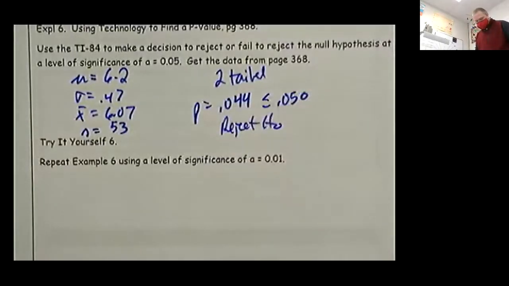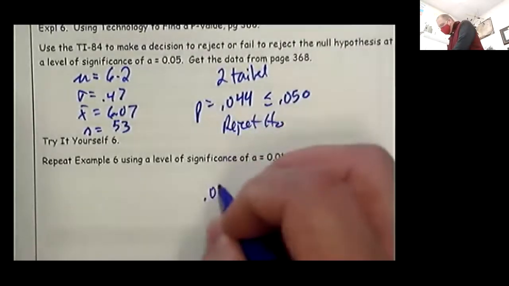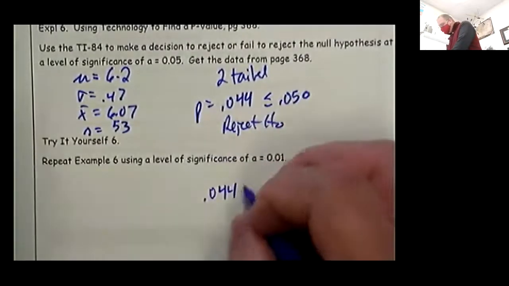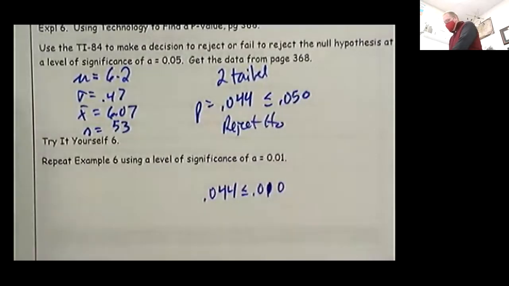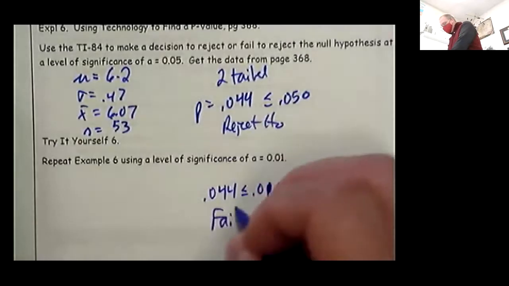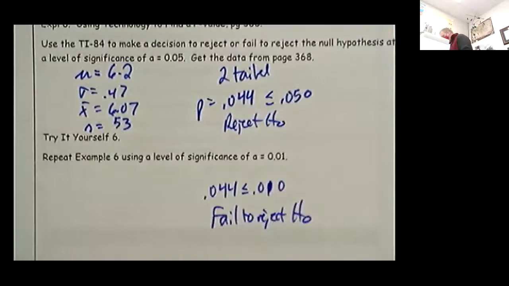Repeat example 6 using a level of significance for alpha of 0.01. So we're using the same p-value, which is 0.044. Is that less than or equal to 0.01? It is not. 44 is bigger than 10. So here we fail to reject the null hypothesis.